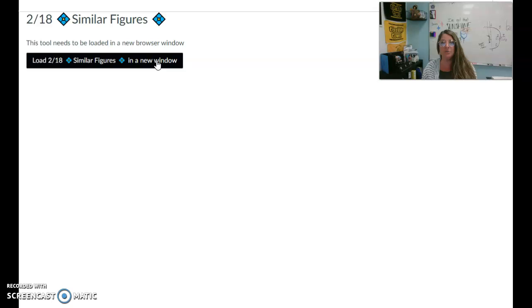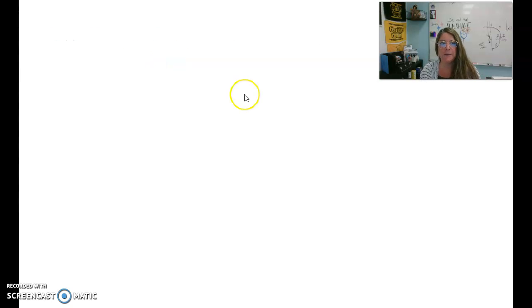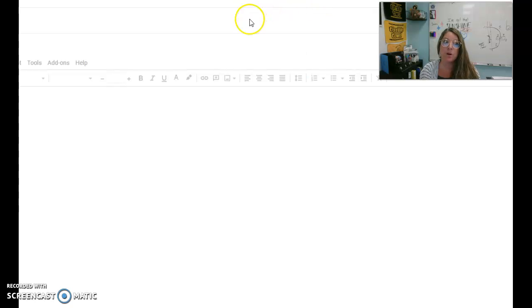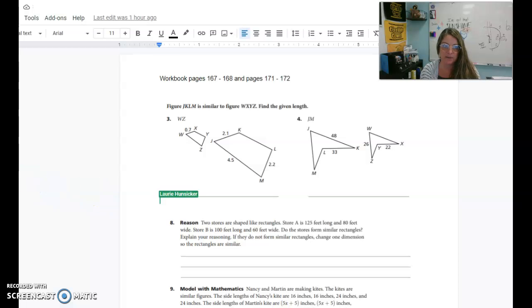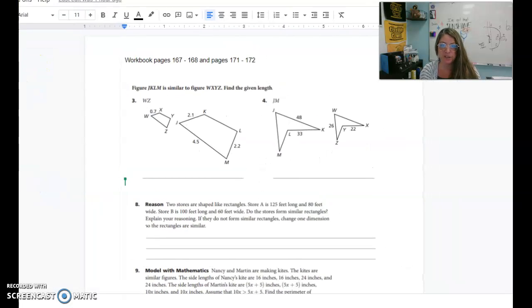I will tell you, this is an actual workbook assignment from your workbook. And so normally you would turn in one Google Doc with your pictures. And what you're going to do for this one, instead of one Google Doc, here is the Google Doc. You're just going to take your pictures and insert them right here into this Google Doc and hit submit.